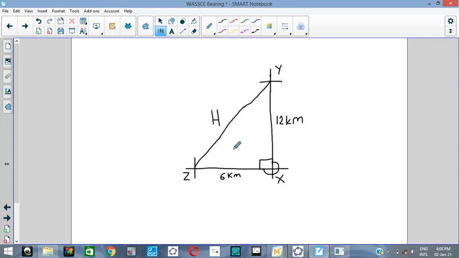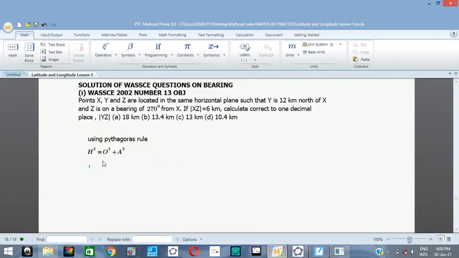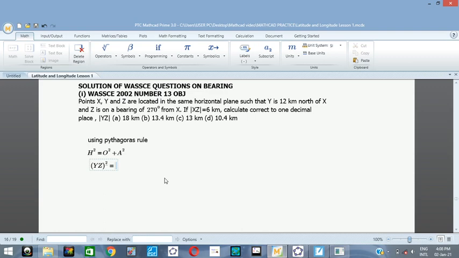So finally, the solution to this question is h square, which is the YZ now. Let me put it in bracket, which is YZ squared is going to be equal to, this side is 6 square and 12 square. That is 6 square plus 12 square. And this is going to be what now? YZ squared is going to be equal to 36 plus 144, and this is now going to give us what?